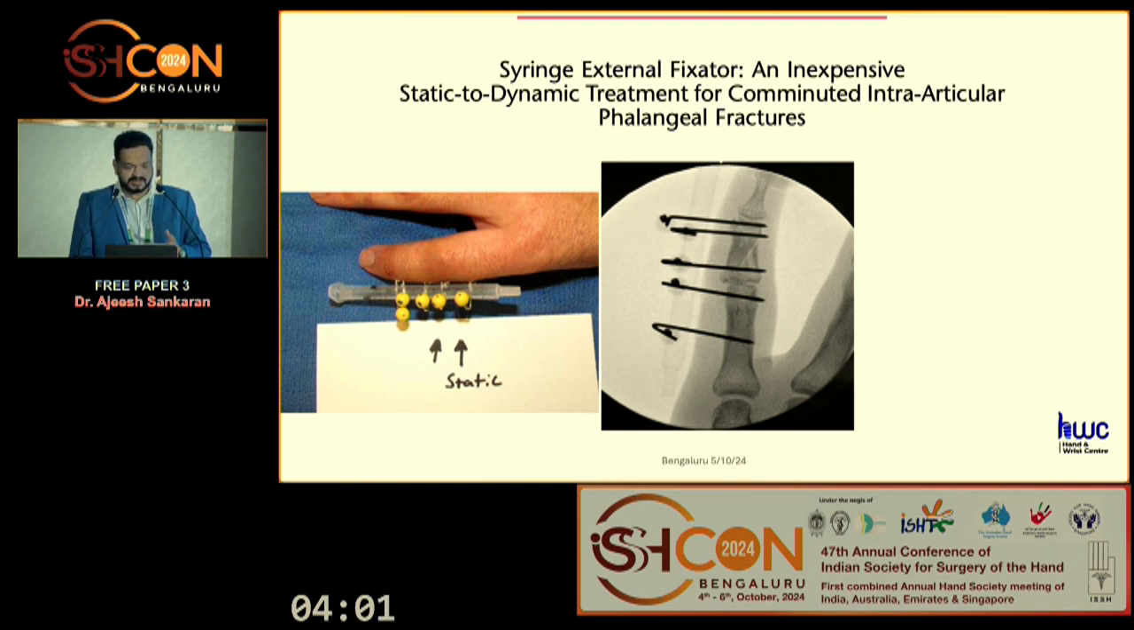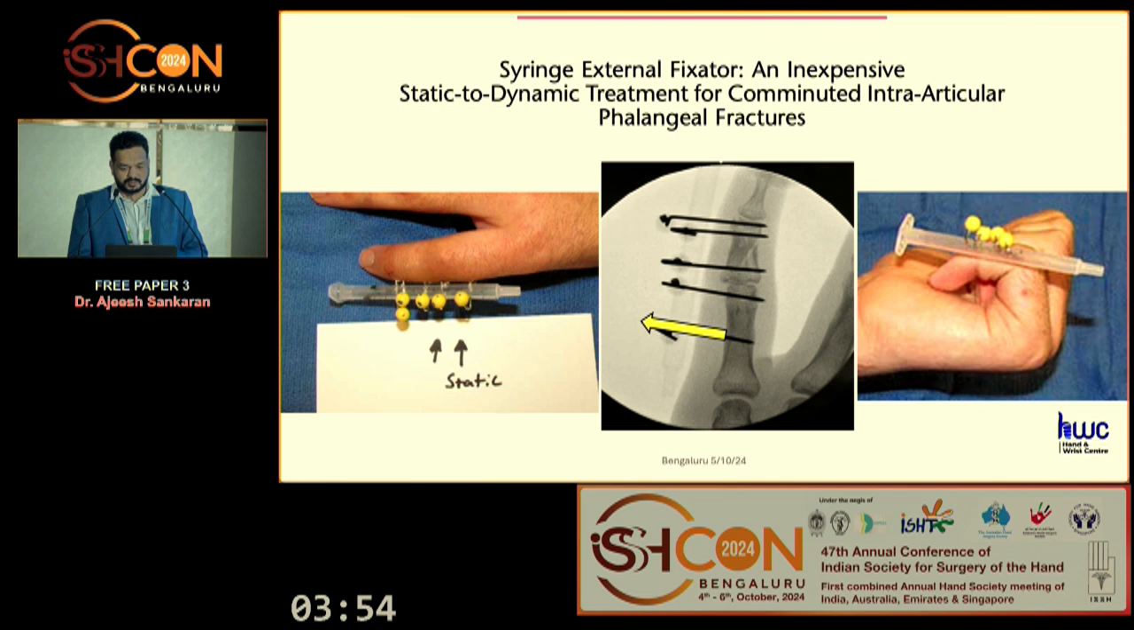They also described how this could be changed from a static mode to a dynamic mode. By removing the most proximal pin, they are now able to free up the PIP, and the patient can be mobilized at the PIP level. So you actually have the advantage of starting with a static fixator and then converting into a dynamic one.